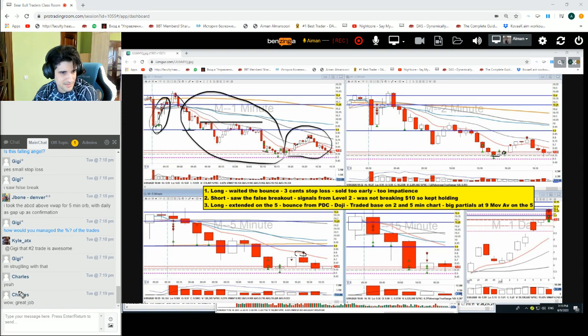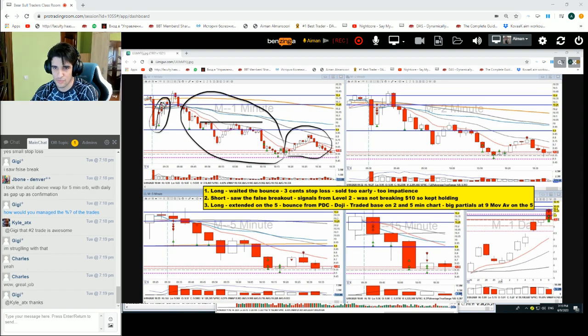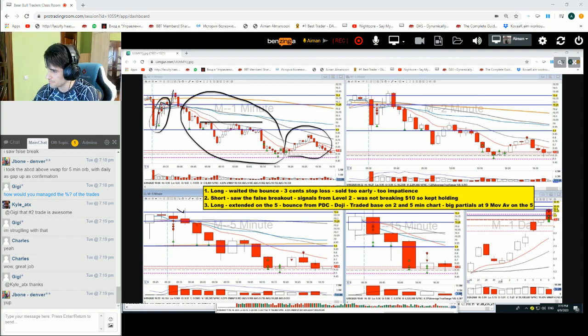I took the ABCD above VWAP for a 5-minute opening range breakout as a gap for confirmation. I see you took it right here, right? You saw it squeezing above the moving averages, a new 5-minute high, and you took it for a 5-minute opening range breakout.